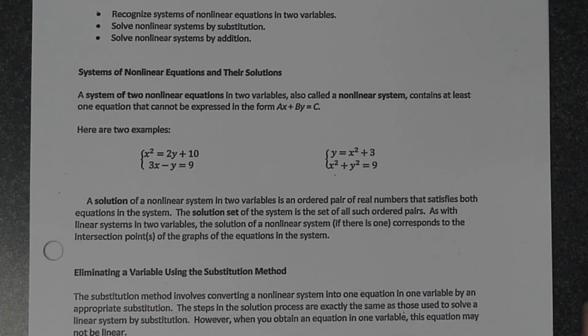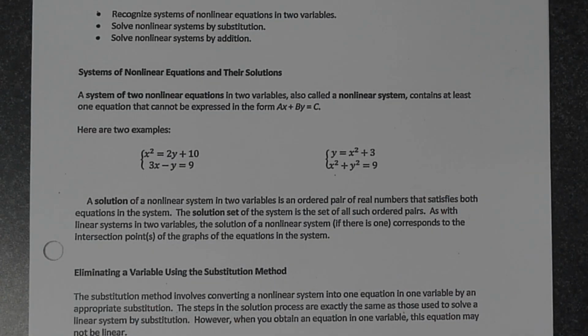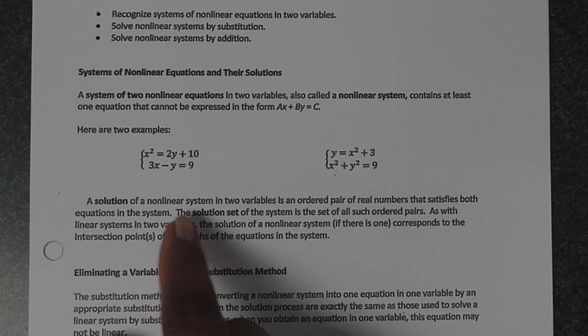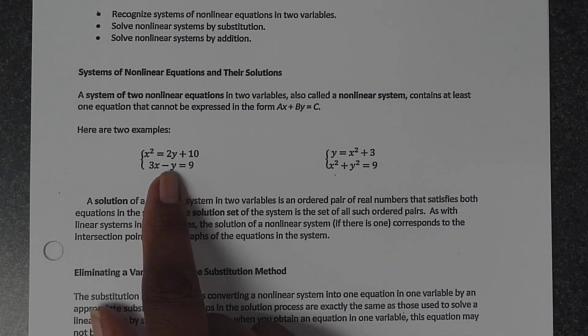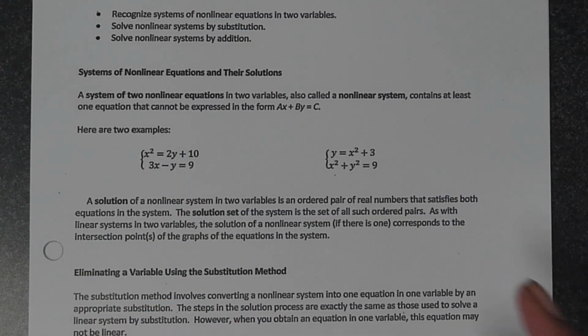And a couple of examples that I have here are this. x squared is equal to 2y plus 10, and 3x minus y is equal to 9. Now, while the second equation is a linear equation, of the form Ax plus By is equal to C, that first equation is not because of the x squared.